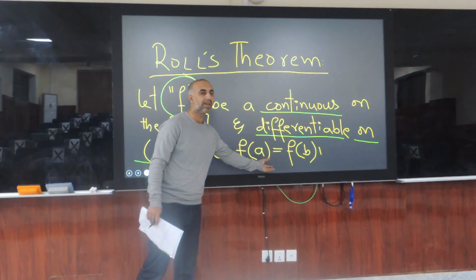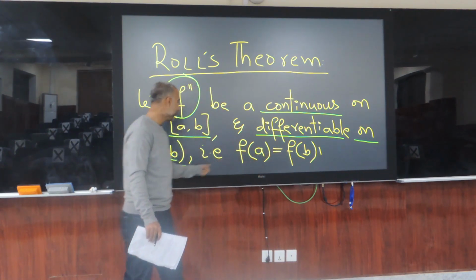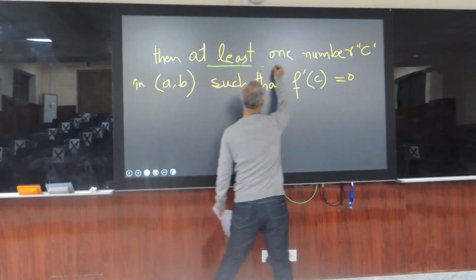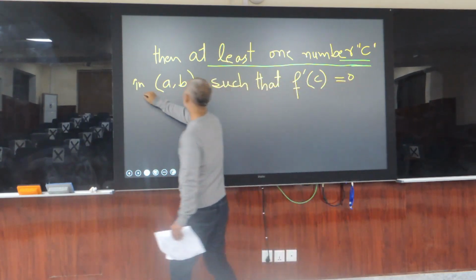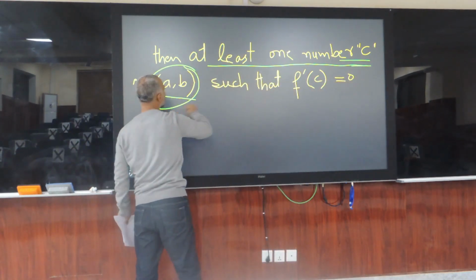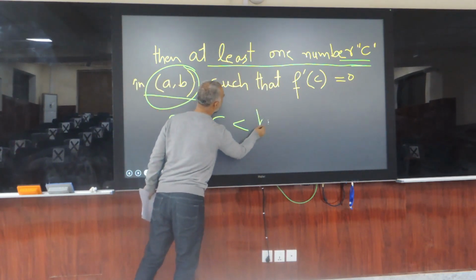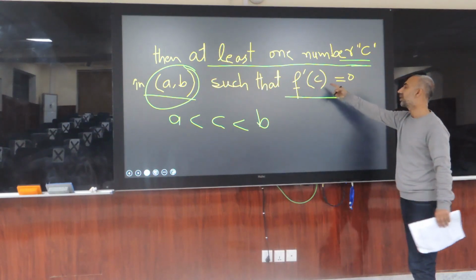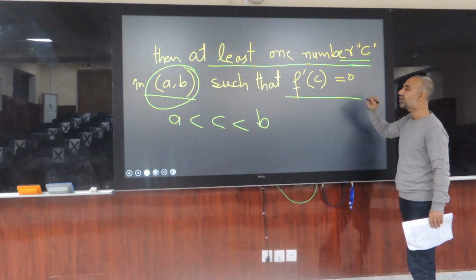So if some function is continuous on the closed interval and differentiable on the open interval such that the function at the first place and the function at the last place are both the same, then there is at least one point, at least one number c, on the open interval such that the change in this function is equal to 0.